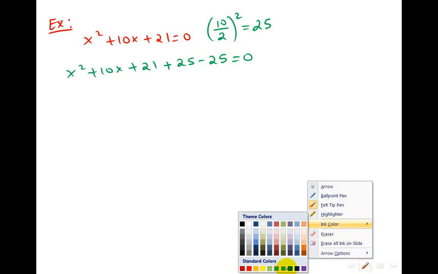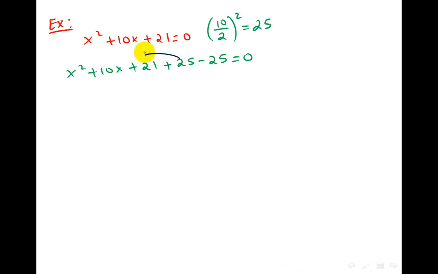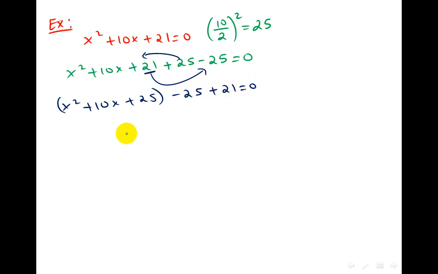Now to make this a perfect square, bring the 25 inside and take the constant number out, which means x squared plus 10x plus 25 in one bracket, and here minus 25 plus 21 equals 0. I'll simplify this one. Minus 25 plus 21 will give you minus 4 equals 0. Now this is a perfect square, which is (x plus 5) the whole squared, and this negative 4 can be written as minus 2 the whole squared.